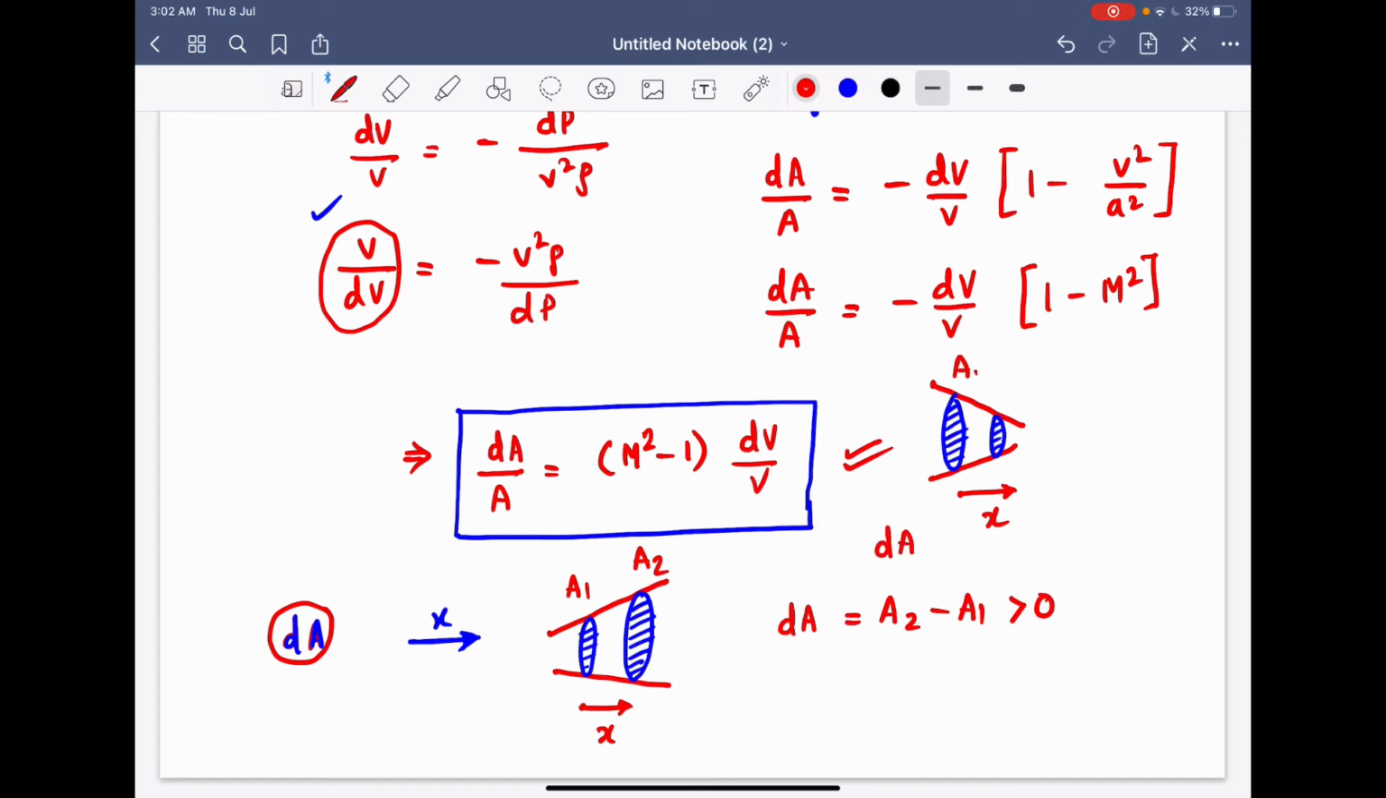Suppose I call these areas A1 star and A2 star. So dA is A2 star minus A1 star. As we are going forward in x, what is the change in the area? That is dA, right? A2 star is obviously less than A1 star, so dA is less than 0. I probably said that in excitement. Okay, so the equation looks good.